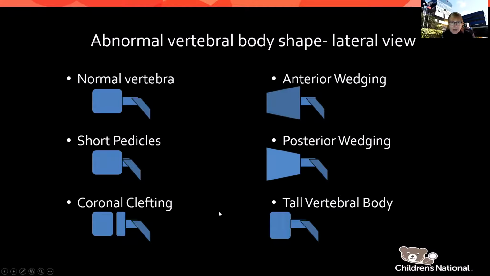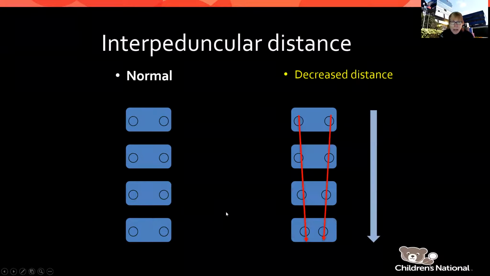with some of our differentials. We also want to look at the AP of the spine, and normally the pedicles should actually widen a little bit as you go inferiorly. And if they stay narrow or even narrow further as you go down the lumbar spine, you want to be worried again about achondroplasia.